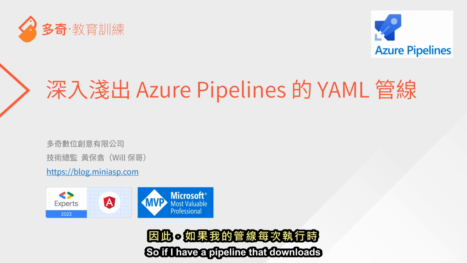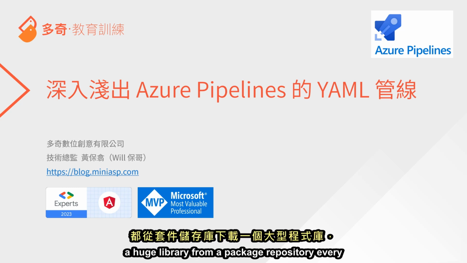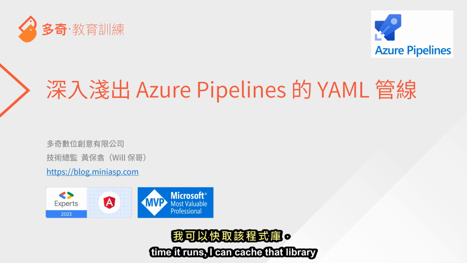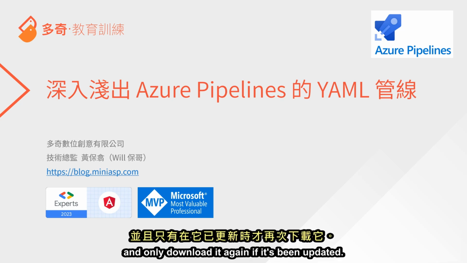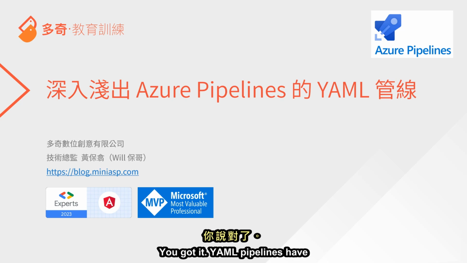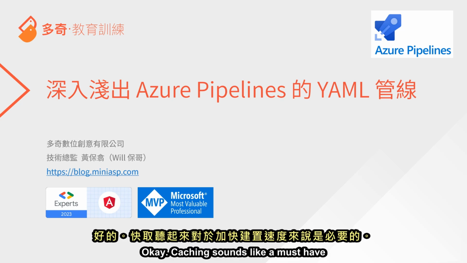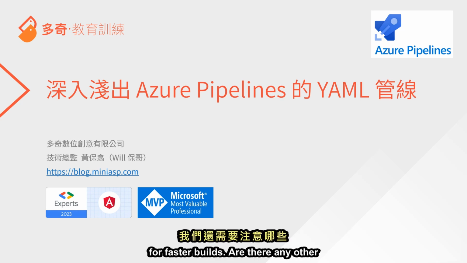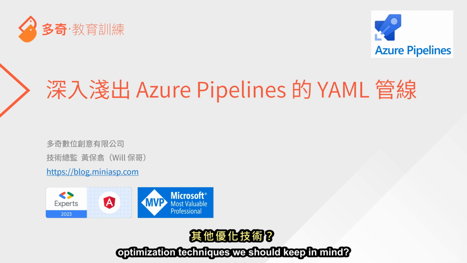So if I have a pipeline that downloads a huge library from a package repository every time it runs, I can cache that library and only download it again if it's been updated. You got it. YAML pipelines have built-in support for caching, so it's easy to set up and manage. Okay, caching sounds like a must-have for faster builds. Are there any other optimization techniques we should keep in mind?